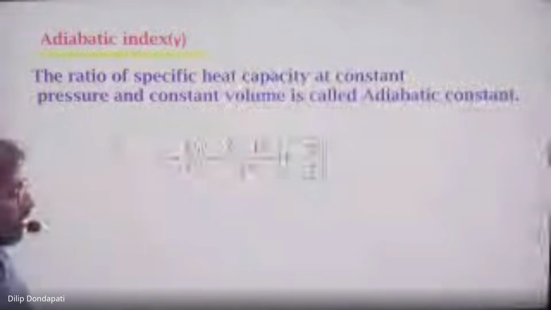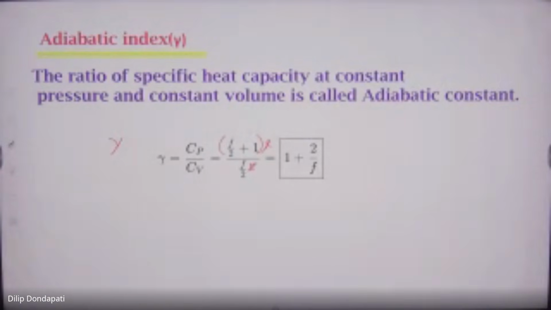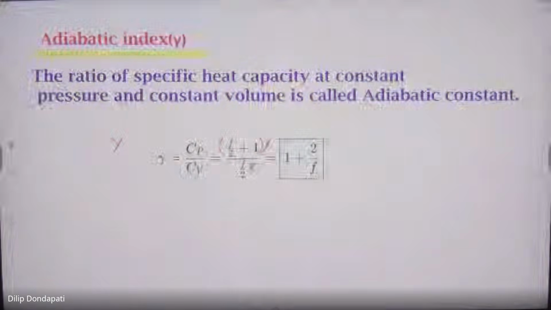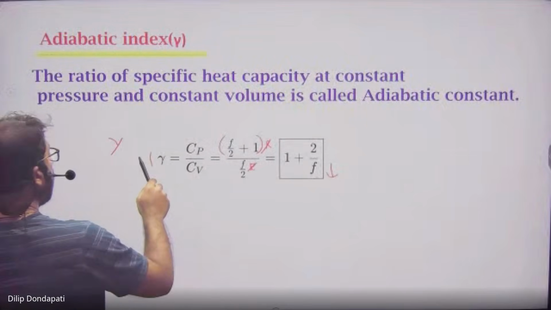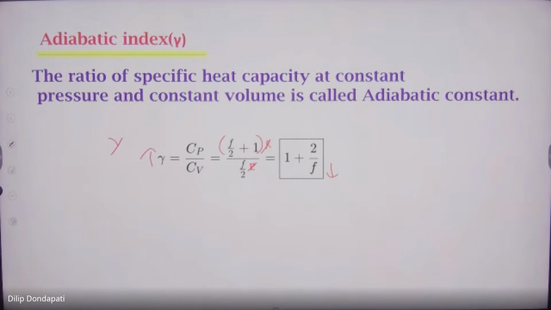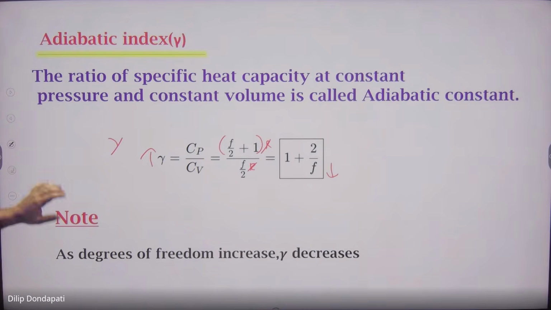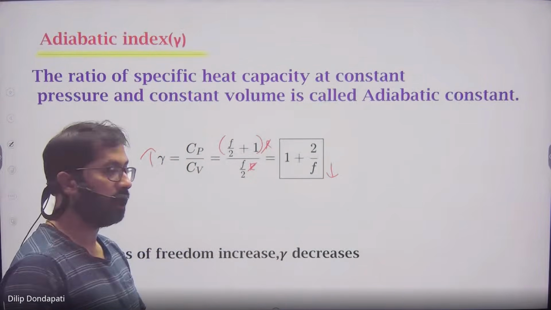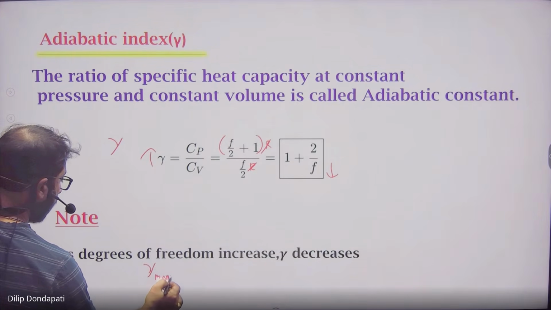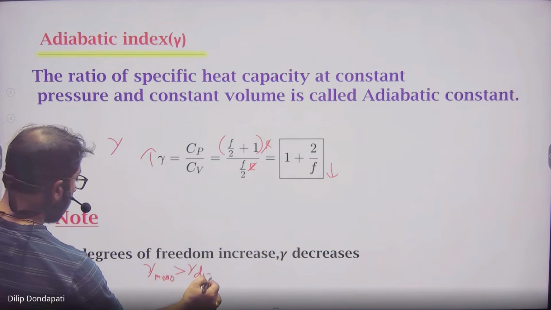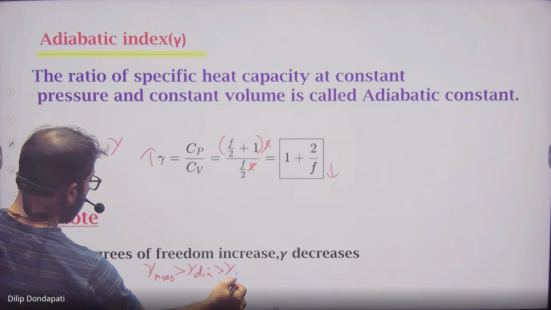Degree of freedom will be monatomic. Gamma is more in this one. So more for diatomic. Why? Degree of freedom कम है तो more adiabatic constant, right? Gamma value. That means किसका ज्यादा है? Monatomic is ज्यादा है. देखो, as degree of freedom increases, gamma decreases. That is important. That means gamma of monatomic is greater than gamma of diatomic, which is greater than gamma of triatomic.